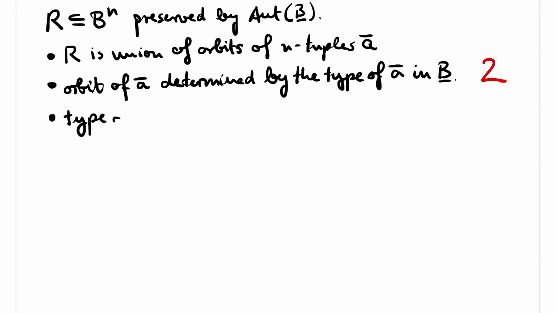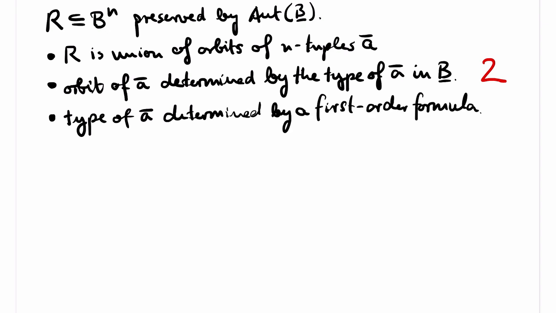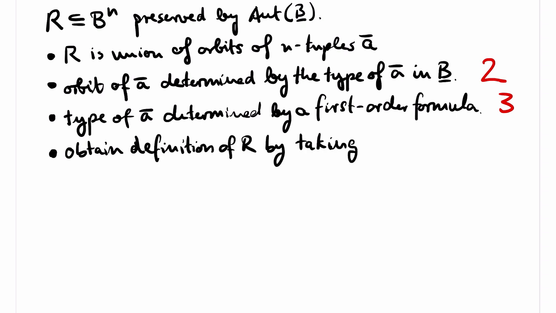Now, observe that the type of A is determined by a first-order formula. This is by assumption 3. All types in B are principal. Finally, we obtain a definition of R by taking a disjunction over all those formulas for all the orbits of n-tuples that lie in R. This is because there are only finitely many inequivalent formulas with variables x1 up to xn over B by item 5 of the theorem. This disjunction is then the desired first-order definition of R in B.